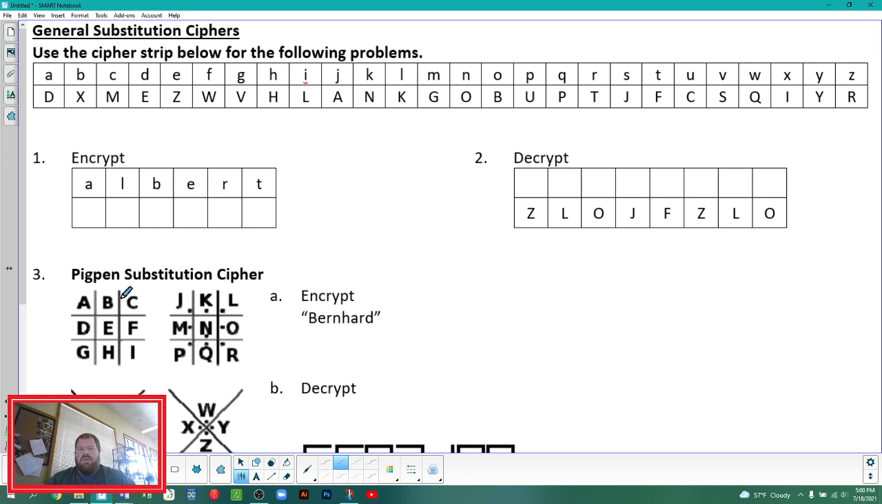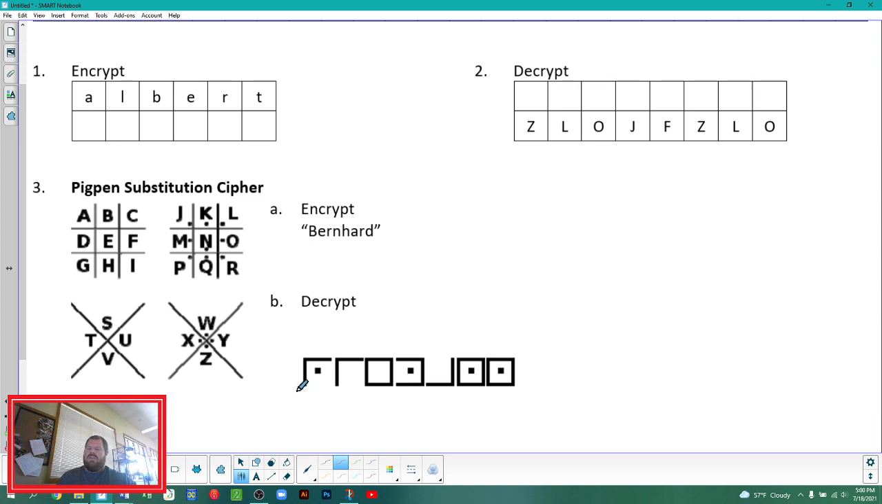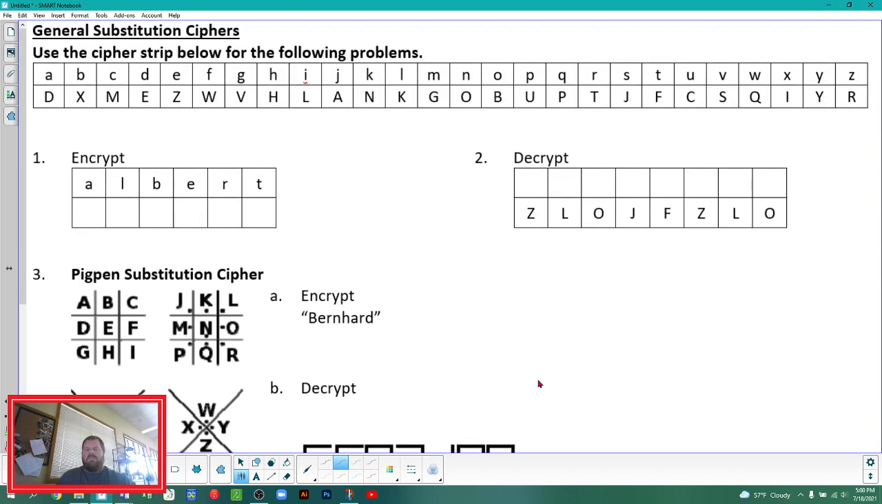So what I want you to do is to try numbers 1 and 2 using this general substitution cipher strip at the top to encrypt and decrypt. And then for number 3, we are using the pigpen cipher, where these symbols at the bottom show a great example of an encrypted message based on the pigpen cipher. So you can encrypt Bernhardt with these letters, and then decrypt this to come up with a different message. Okay? So go ahead and pause the video now. Try this encryption and decryption just to get you started.